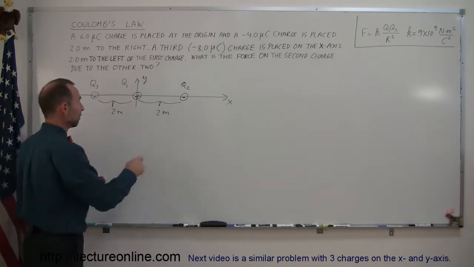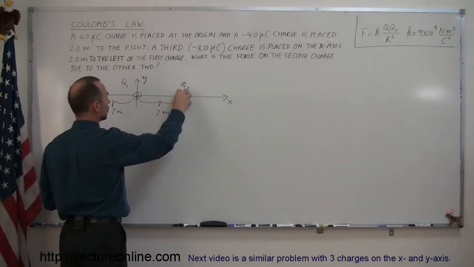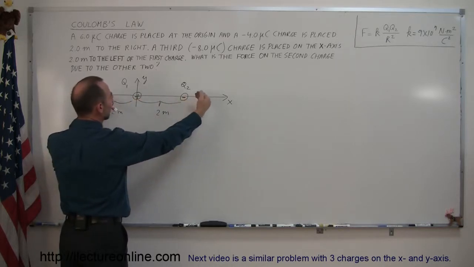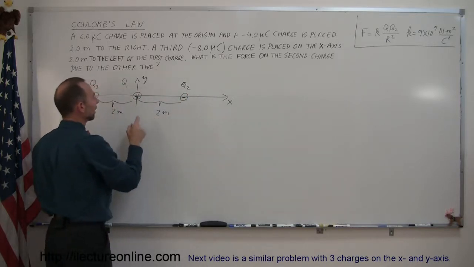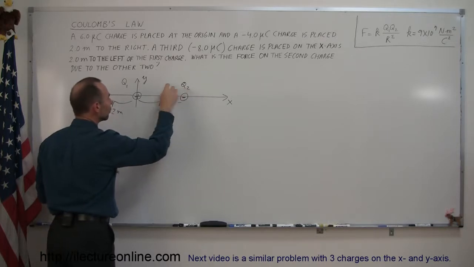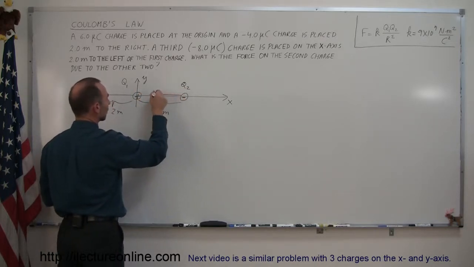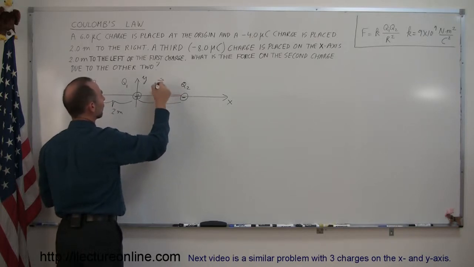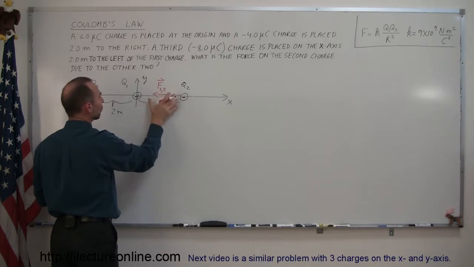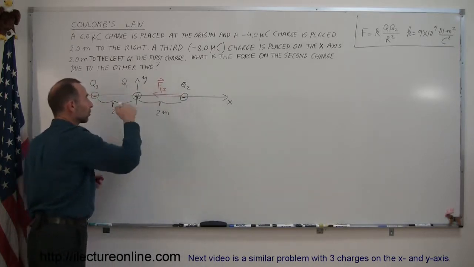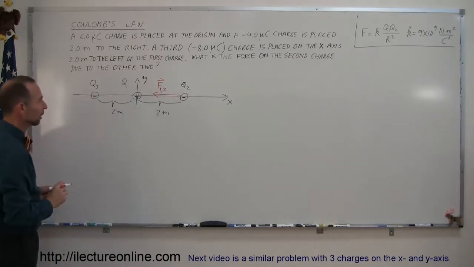All right, so we have Q2 here, we have Q1 there. Q1 is positive, Q2 is negative, so they attract each other, which means that the force on Q2 due to the presence of Q1 is to the left. So we have a force in this direction. So this is F12, which indicates the force between Q1 and Q2. It's always good to use some good subscripts to indicate what forces we're dealing with.